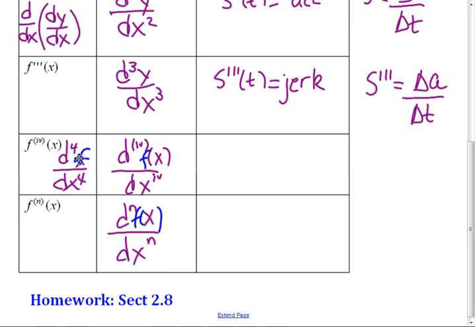Okay. You have any questions on homework? Anything you want me to work on the board? It's going to get harder. Then on 2.8, we're going to talk about what the derivative means, if it's positive, negative, concavity, increasing, decreasing.